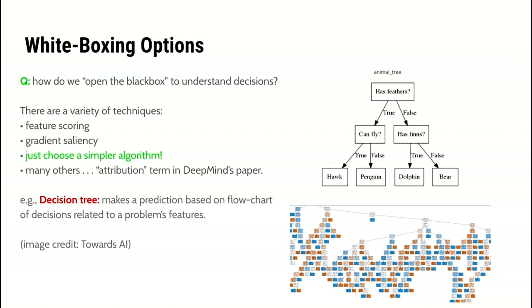So decision trees are simpler than neural networks in general, and these are algorithms that can be part of supervised learning. It's a different type of F sub theta, if you would like, that makes a prediction based on a flowchart of decisions related to problem features. So this example I found online was apparently trying to classify whether a given set of input features corresponded to a hawk, a penguin, a dolphin, or a bear, according to whether it had feathers, could fly, and/or had fins. And given the data that it had, it decided that the most important question to ask first was whether it has feathers, and then to go on down the list. More complicated decision trees can look something like this, and the details of the algorithm, yes, it makes predictions, but you can also open the box, see how it makes its decisions, and figure out what the algorithm thinks is most important.